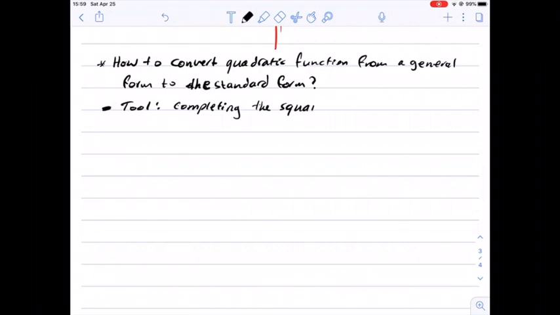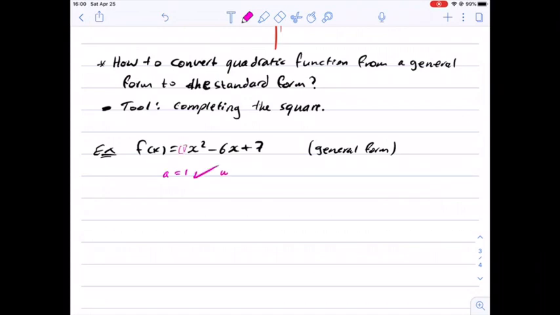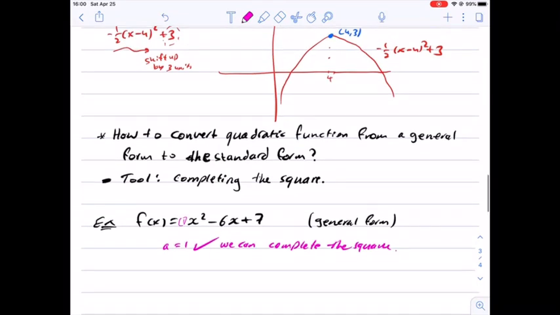Now, how to do this? Let's take an example. If we are given the quadratic function f of x equals x squared minus 6x plus 7, this is written in the general form of quadratic functions. We want to convert it into the standard form. So how to do this? We first look at a. A is equal to 1. A is the coefficient of x squared, so we can complete the square directly. If it's not 1, then we need to take that number as a common factor.